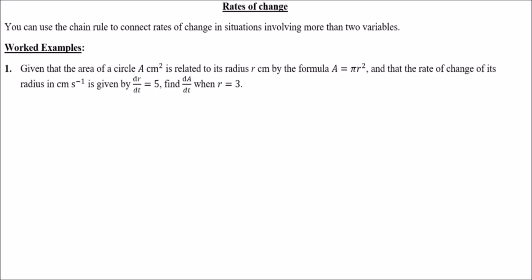So, let's just start with what we've been told. Presumably this is going to be useful. So A equals pi r squared. Okay, of course it does. And we're trying to find dA by dt. So our target is dA by dt.